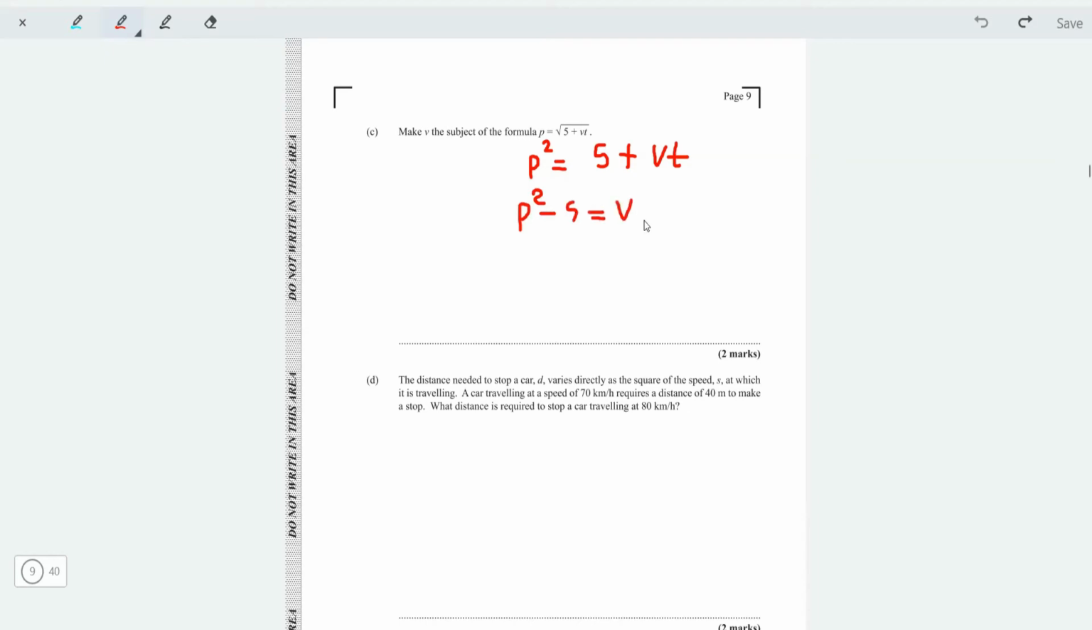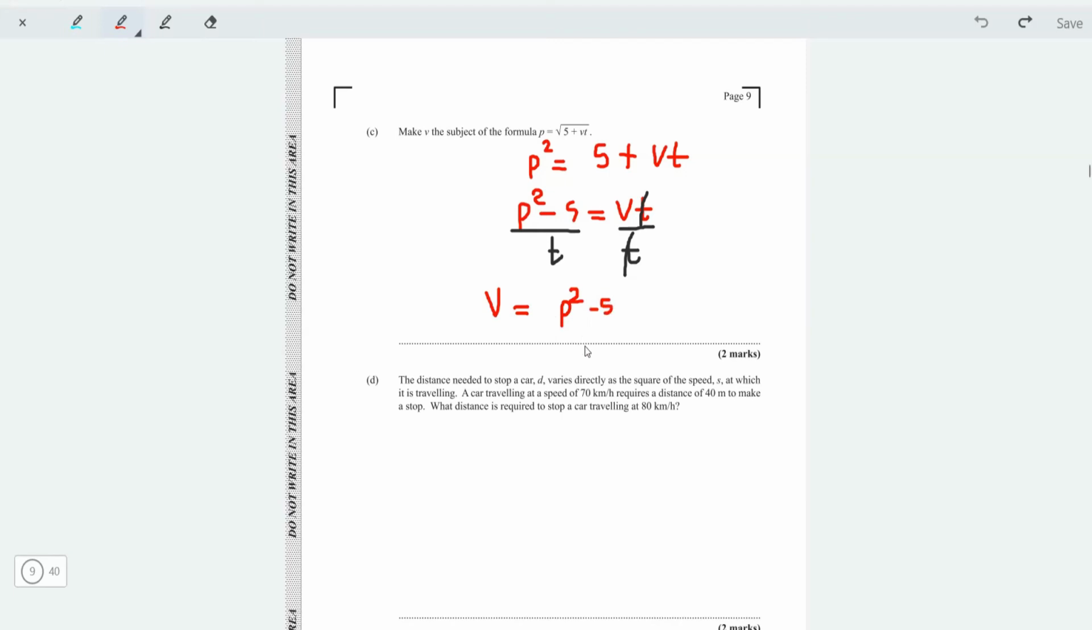And we want v to be the subject, so then we divide both sides by t. This t cancels this t. All right, and that's it. So we end up getting v is equal to p squared minus 5 over t.